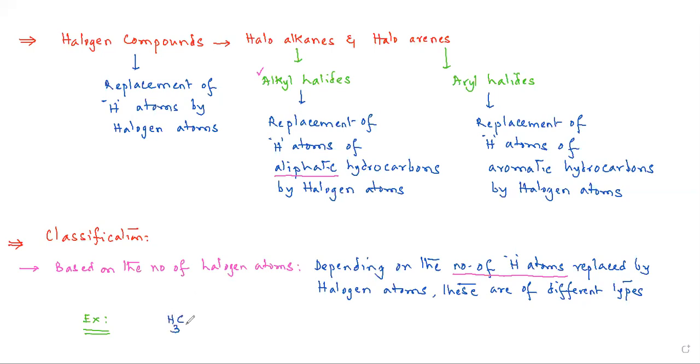Look at this. In this case, one of the hydrogen atoms is replaced by a halogen atom. Okay. If you want something in general, you can take it this way, RCH2X. We can call this monohaloalkane. Okay. Because one hydrogen atom is replaced by a halogen atom. Next.